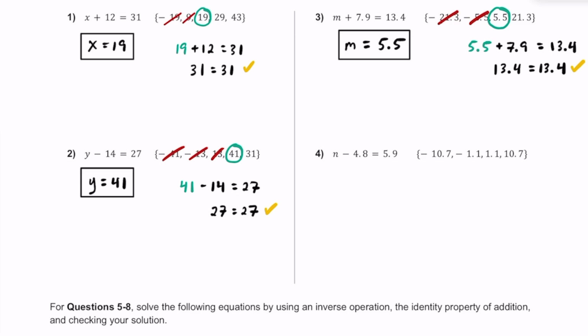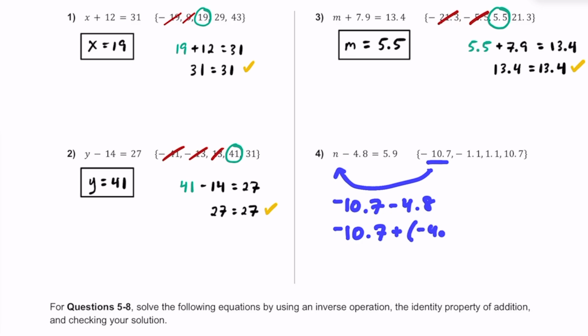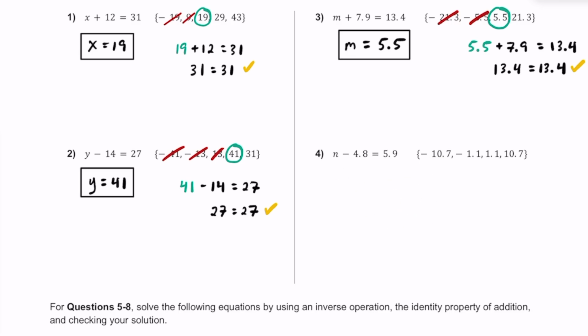For number 4, we have this equation n minus 4.8 is equal to 5.9. We have 1, 2, 3, 4 different choices to choose from here. Let's check out this negative 10.7 first. If we plug that in, negative 10.7 minus 4.8. Well, that's a negative minus a positive. You can rewrite this as negative 10.7 plus negative 4.8, but that would just be more negative, and we're trying to get to positive 5.9, so that can't be right. So let's get rid of this one here.